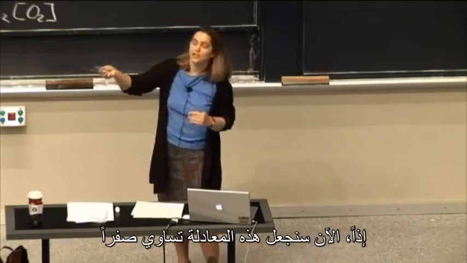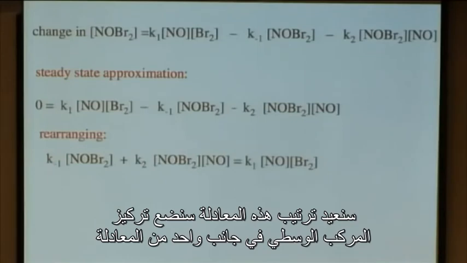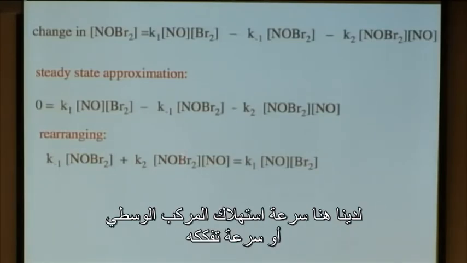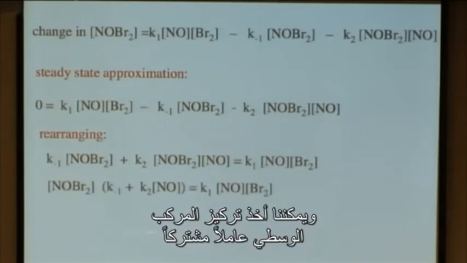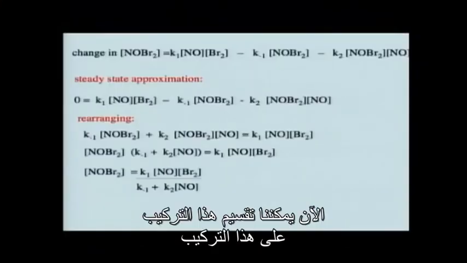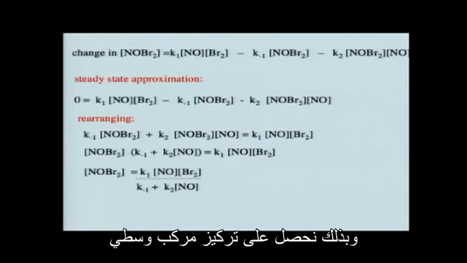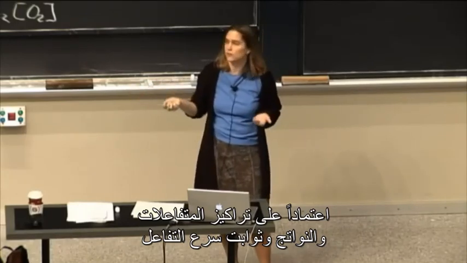So now we can set this all equal to 0, and we can solve for the concentration of our intermediate. Rearranging this, bringing our intermediate terms on one side of the expression, here's the rate at which it's decomposed and consumed being equal to the rate at which it's being formed. And we can pull out our intermediate, so that's times K minus 1 plus K2 times NO, and that's equal to the rate at which it's being formed. Now we can divide by that term, and we get an expression for the concentration of the intermediate in terms of our reactants and our rate constants.